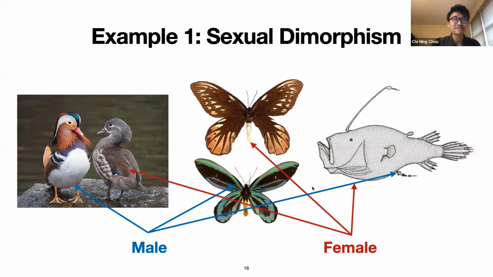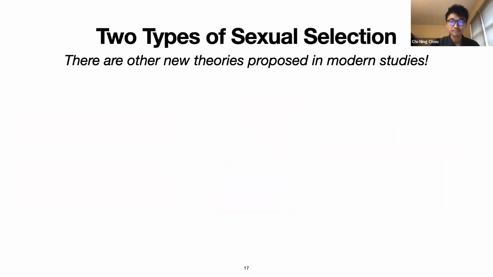Okay, so here's the answer. The fancy duck, the butterfly on the bottom, and the little one are biological males, and all the others are female. I'm not sure if you're correct; at least for me, I think I only got one correct, probably. But you can see that in the biological world, the two sexes might look so different, not only in outward appearance, but also in shape. So a natural question is, what's the underlying mechanism? Why can the two sexes look so different?